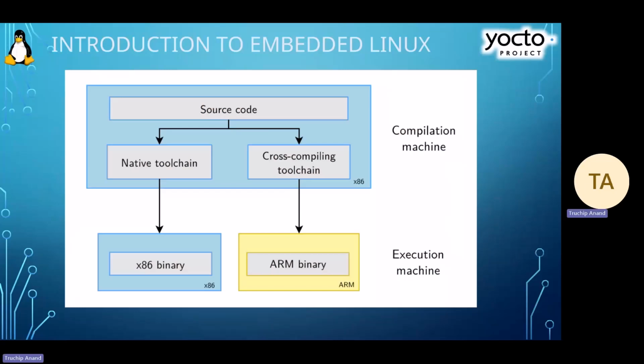That kind of compilation technique, where I compile the code on one machine, but it is meant to work on another architecture, is called cross compilation. This is something we have to keep in mind.